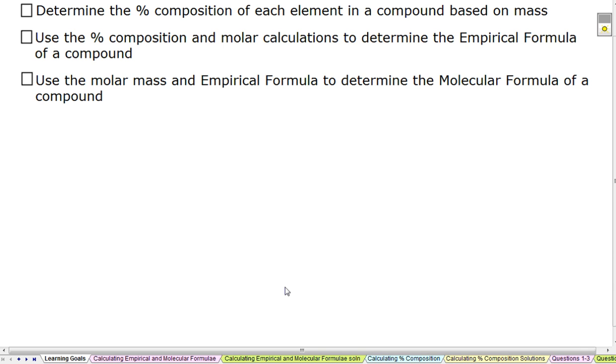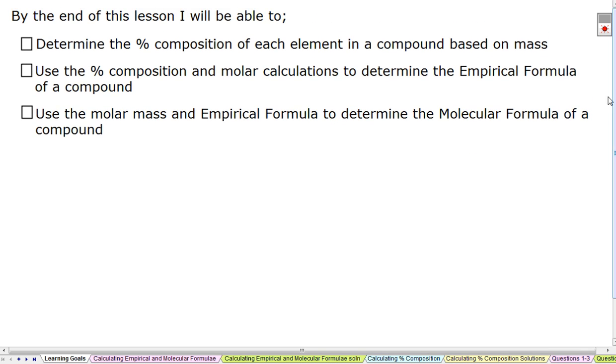Okay, this lesson is a lesson in the grade 11 chemistry course, and it's dealing with empirical formulas and molecular formulas and percent composition. I've illustrated at the top here the learning goals for this lesson, so by the end of this video lesson, you should be able to determine the percent composition of each element in a compound based on mass. Use that percent composition and molar calculations to determine the empirical formula of a compound, and use the molar mass and empirical formula to determine the molecular formula of a compound.